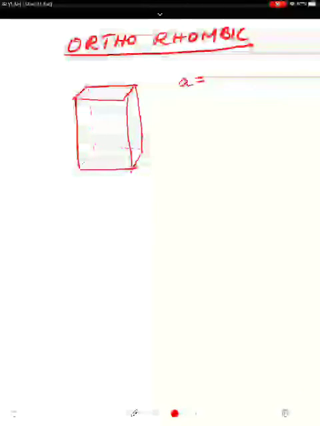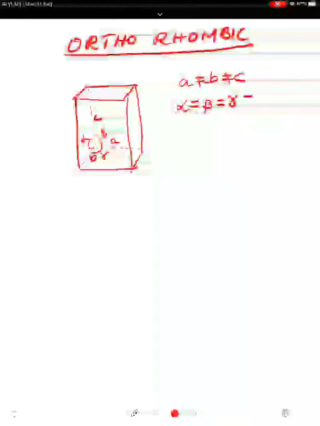A is not equal to B. This is A. This is B. This is C. A is not equal to B, which is not equal to C. What about alpha? This is alpha. This is beta. This is gamma. Parin, tell me. All are equal to 90. Yes. Alpha is equal to beta is equal to gamma, which is equal to 90.